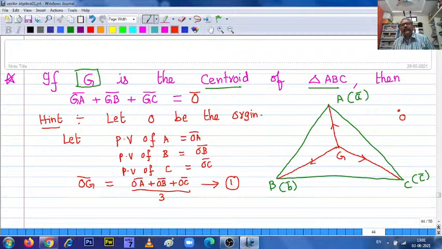If G is the centroid of triangle ABC, then GA bar plus GB bar plus GC bar is equal to 0 bar. Then the null vector is the resultant of these three, you will get the 0 vector.